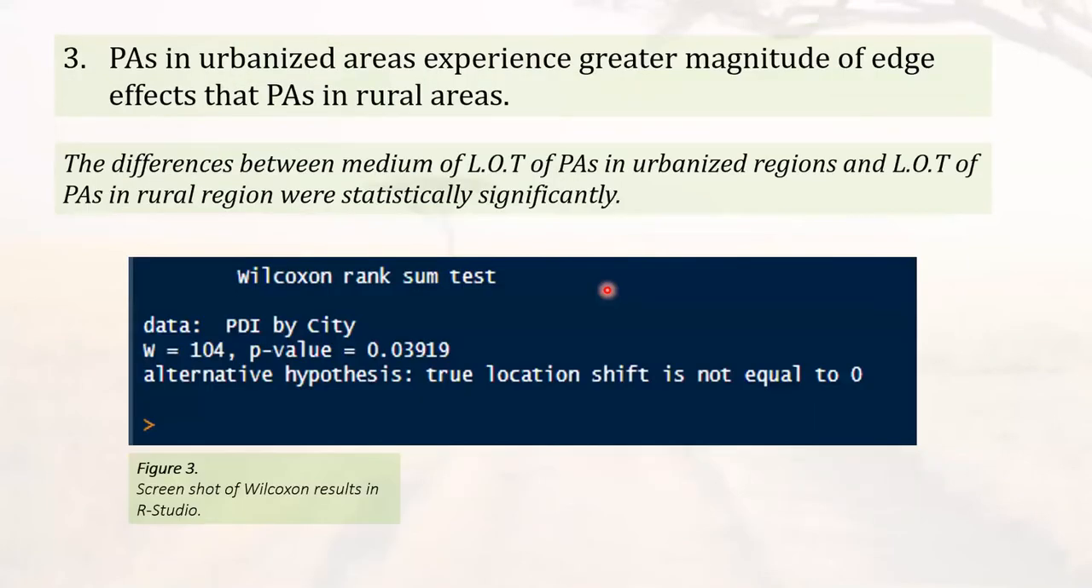And our observation was that actually urbanized areas tend to express greater magnitude of edge effect than rural areas, for obvious reasons, because urbanized areas have a lot of land transformation around them in comparison to rural areas. And we confirmed this using the Wilcoxon-Mann-Whitney test and ANOVA, which showed that actually our correlation is positive. So there was a very strong correlation between the two.